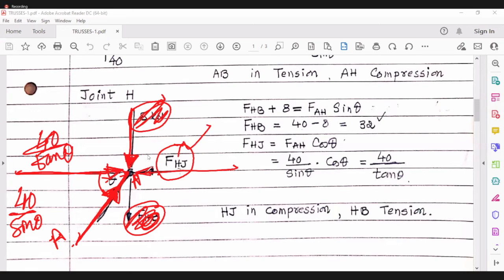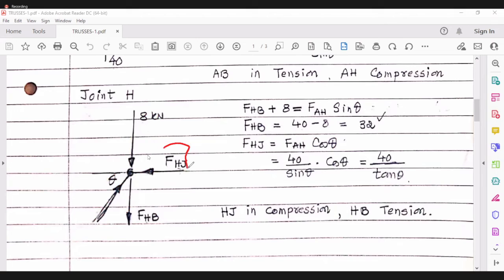Correct? Yes, sir. Right? So I am showing it over here. F_HJ equals F_AH into cos theta. F_AH is 40 by sin theta into cos theta, that is equal to 40 by tan theta. Okay. So now we all know that HJ is in this direction. It is 40 by tan theta.